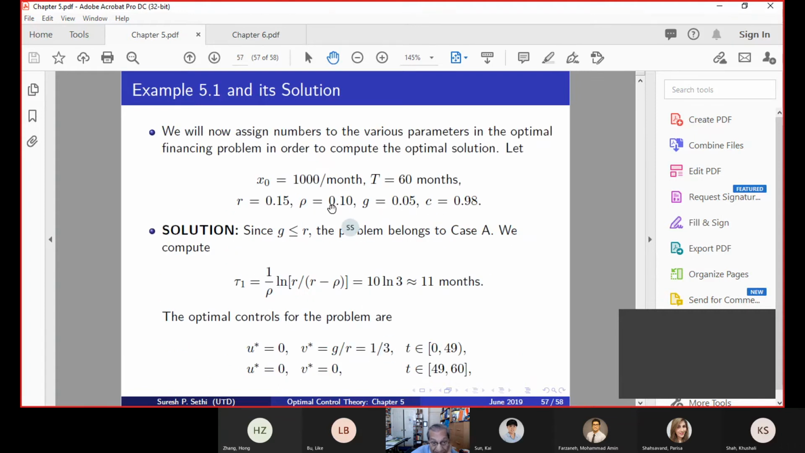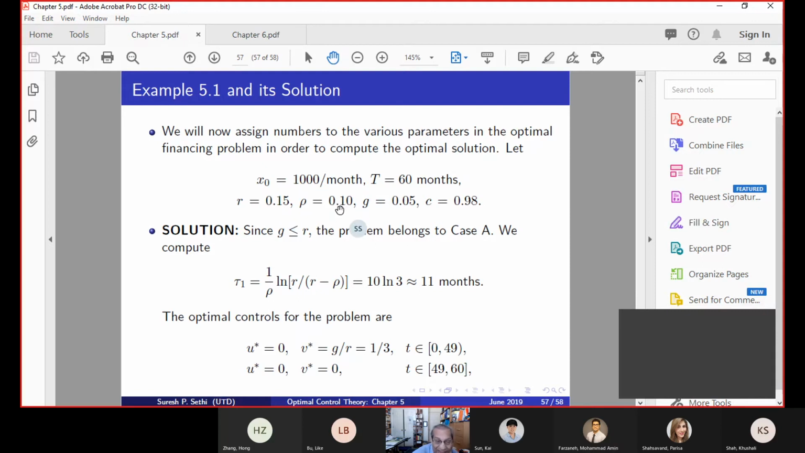This is a very high discount rate. This is a very high earning rate. I think this is something I did not pay attention to, but that's okay. This is a monthly earning rate. This is a monthly discount rate.